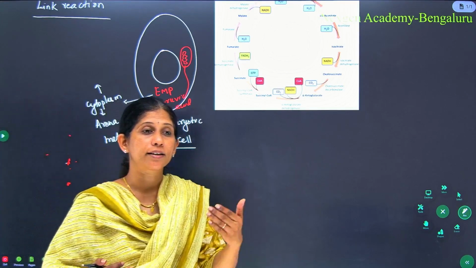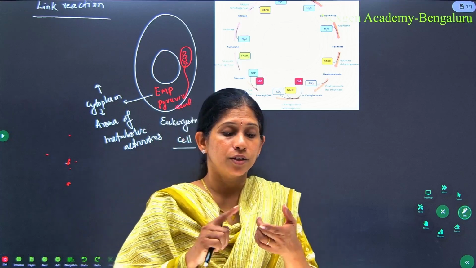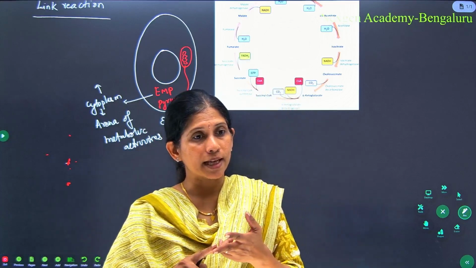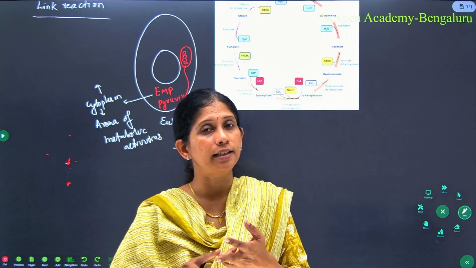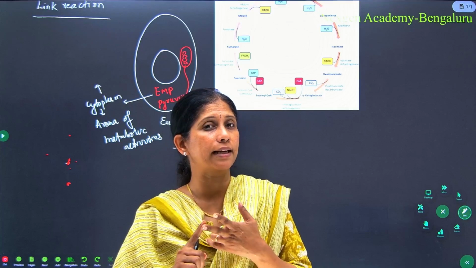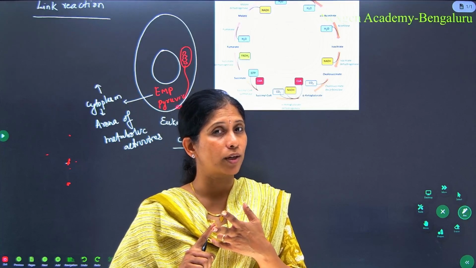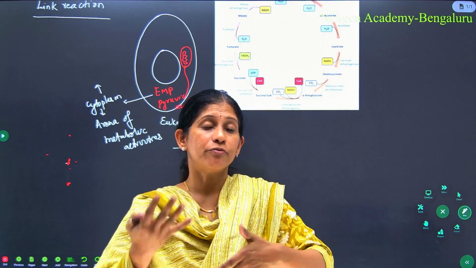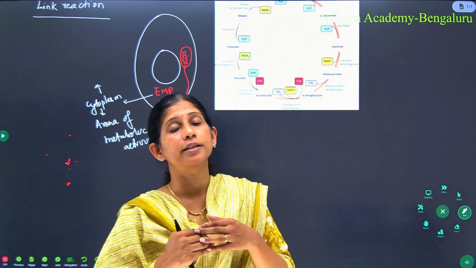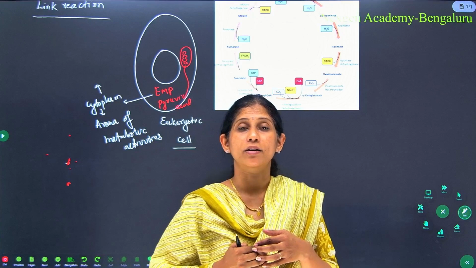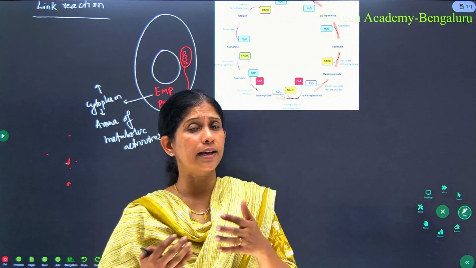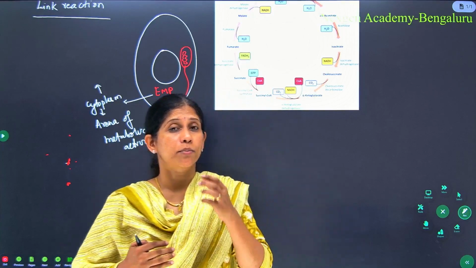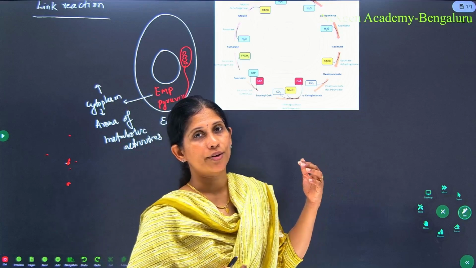So what are the further reactions of aerobic respiration? Your link reaction and Krebs cycle. By the end of Krebs cycle, your glucose will be completely oxidized into carbon dioxide and water, and a lot of energy will be harvested. This energy will be trapped and converted into ATP by what you call the electron transport system. Again, the electron transport system also happens in the mitochondria, right?